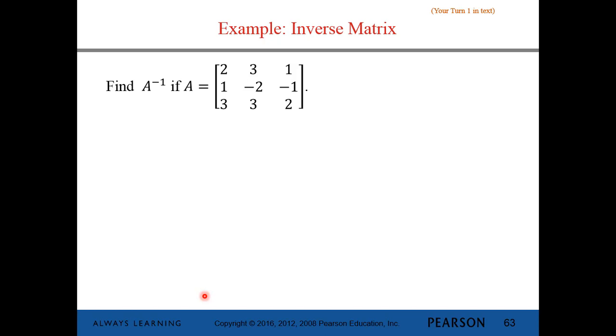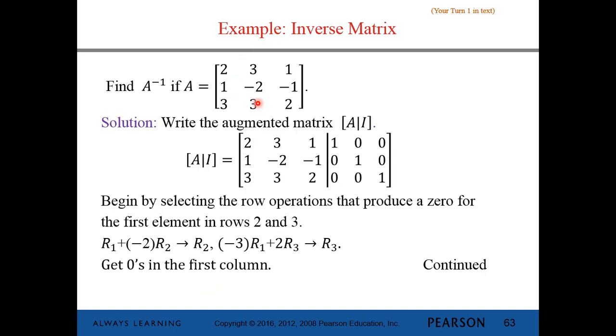So let's find A inverse for this one. What we're going to do is set up the augmented matrix. We write the augmented matrix A with the vertical line I. So this is the way we set it up. Then we're going to start changing this by using our process, the Gauss-Jordan method, transforming this into the identity matrix.